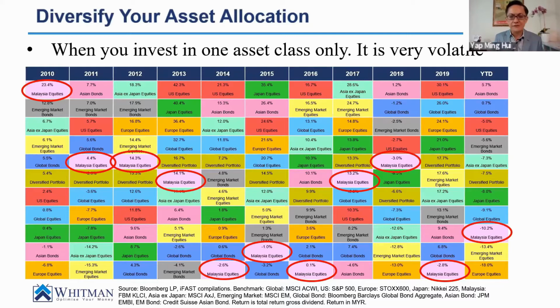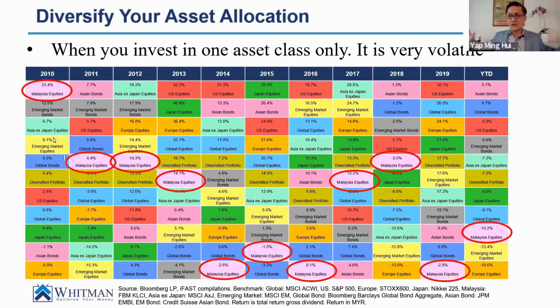So basically, it is very hard for us to guess which asset class will perform better this year or next year. So that's why I always advocate that since we know that the equity market of the world will continue to go up, why don't we construct a portfolio that comprises all these asset classes: Malaysia equity, emerging market bond, Asia ex-Japan equity, emerging market equities, global bond, US equity, global equities, Japan equity, Asian bond, Europe equities.